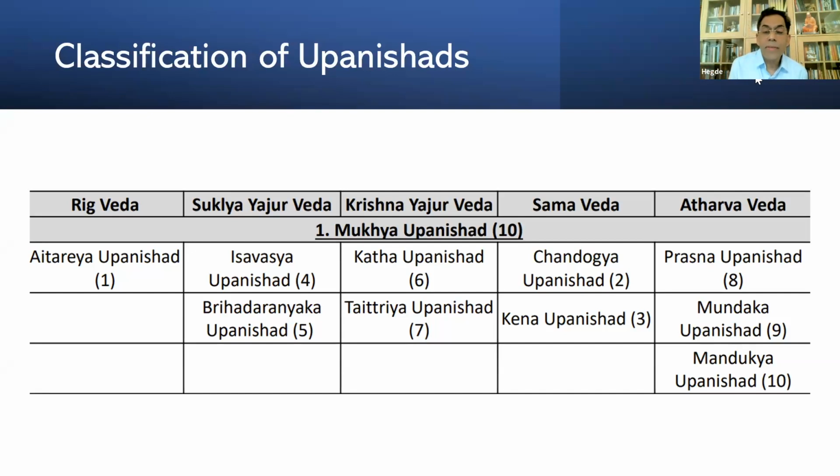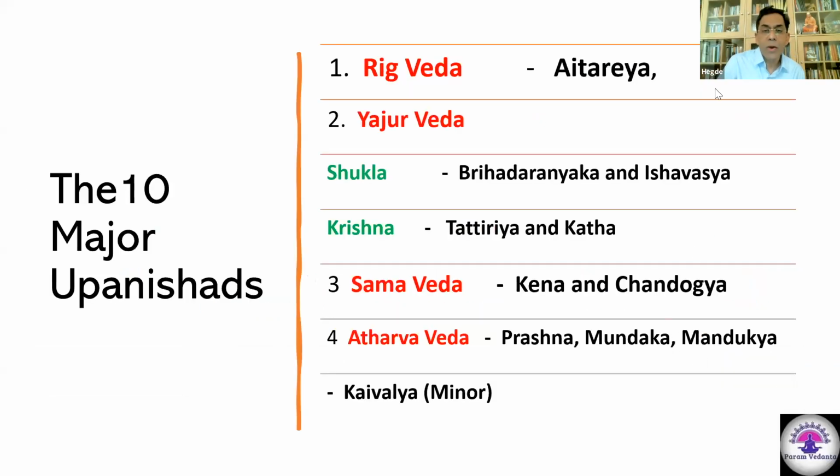From the Sama Veda, you have two major Upanishads, the Chandogya Upanishad and the Kena Upanishad. From the Atharva Veda, we have three major Upanishads, Prashna Upanishad, Mundaka Upanishad, Mandukya Upanishad, and one minor Upanishad, which is generally studied, that is the Kaivalya Upanishad.